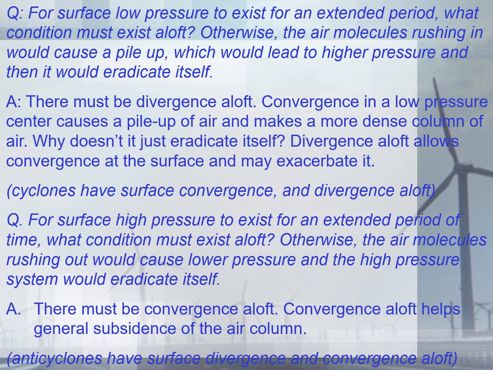Okay, question: for a surface high pressure to exist for an extended period of time, what condition must exist aloft? Well, you must have convergence aloft. Otherwise, the air molecules rushing out would cause low pressure, and the high pressure system would eradicate itself. So whatever you have at the surface with your cyclone and anticyclone, convergence or divergence, you're going to have the opposite aloft, helping to keep it going.